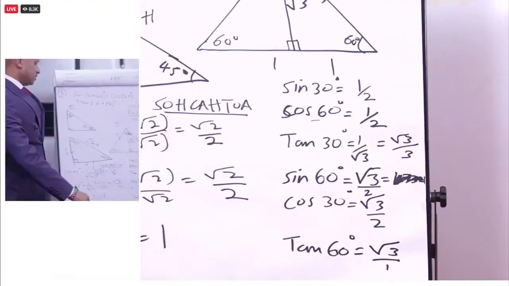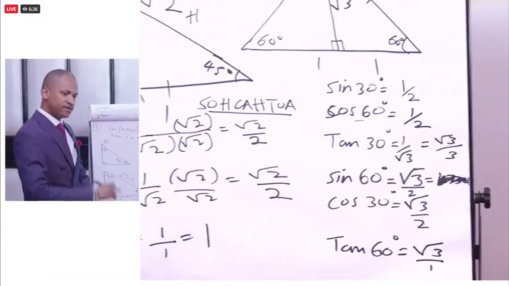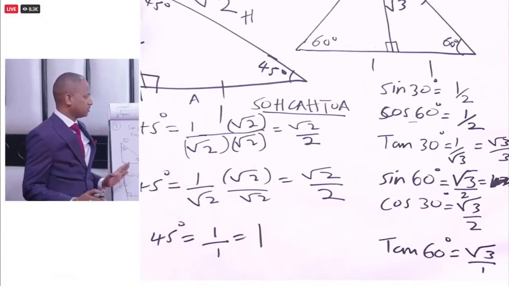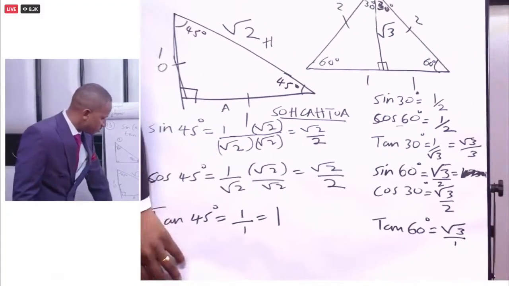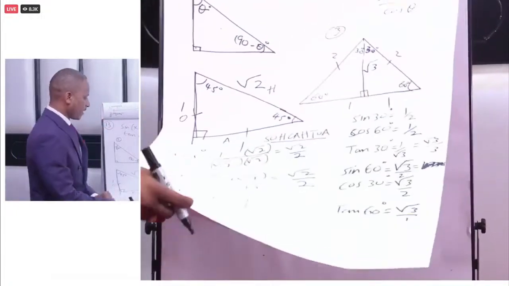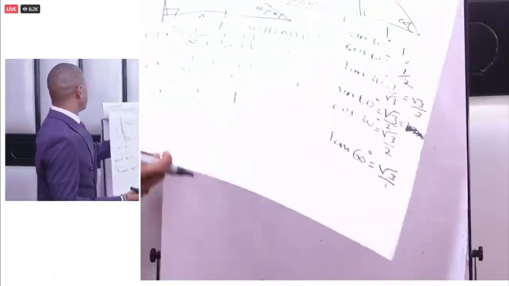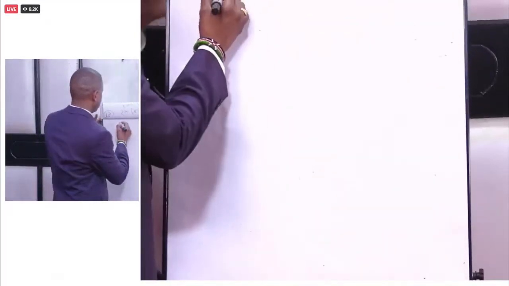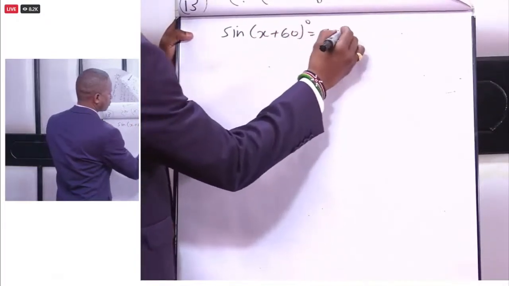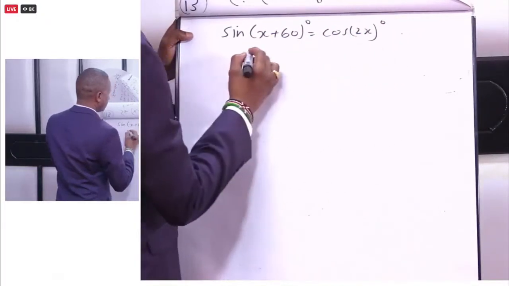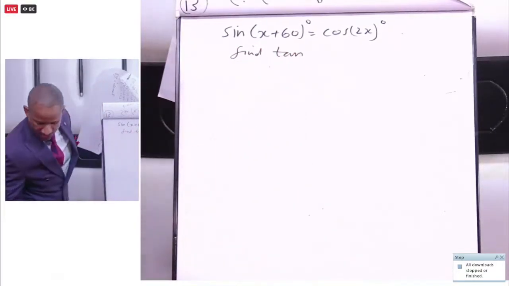So class, when you have this for your identity triangles, you can solve any trigonometric equation plus these 2. So I want you to be careful here. Now, what does our question say? Our question says sine of x plus 60 degrees equals cos 2x degrees. Then we are told to find tan of x plus 50 degrees.